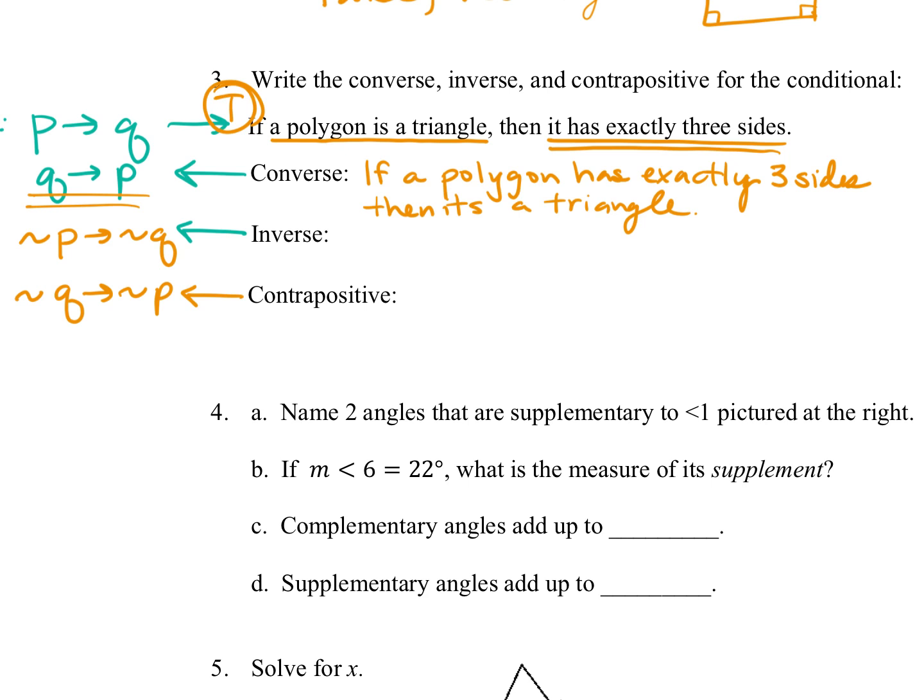True. That is true, right? If a polygon has exactly 3 sides, it will be a triangle. Why are you writing if and then for this? Because these are all if-then statements, right? This is if P, then Q. This one is if Q, then P. The next one is if not P, then not Q.